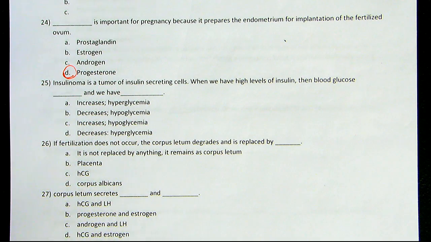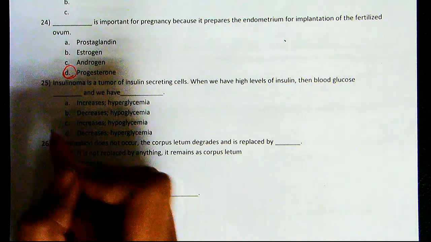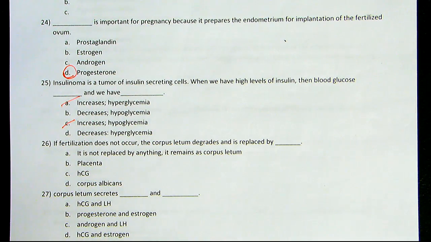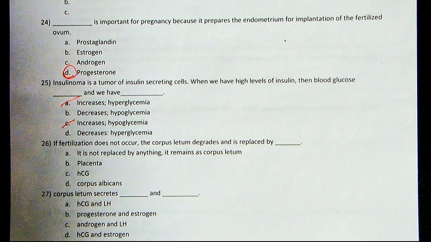25. Insulinoma is a tumor of insulin-secreting cells. When we have high levels of insulin, then blood glucose, blank, and then we have the condition of blank. So what happens to blood glucose levels if we have a lot of insulin? It decreases. Good. So that's going to be hypoglycemia.